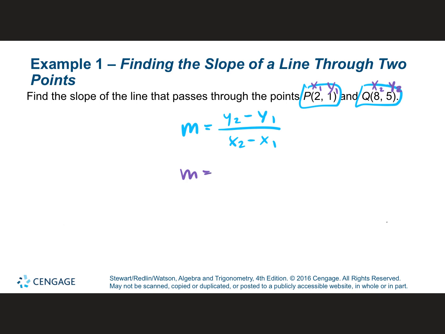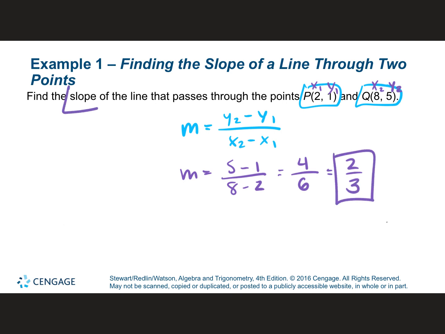So our slope is going to be 5 minus 1 over 8 minus 2. 5 minus 1 is 4, and 8 minus 2 is 6. Can I simplify 4 over 6? To what? 2 over 3. So our slope would be 2 over 3. It's just asking us for the slope, so we just need to plug the 2 points we have into our formula and find the slope.